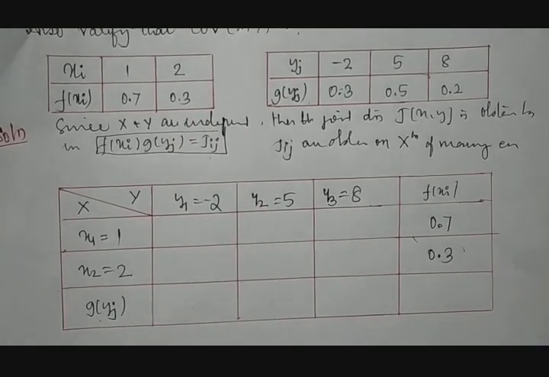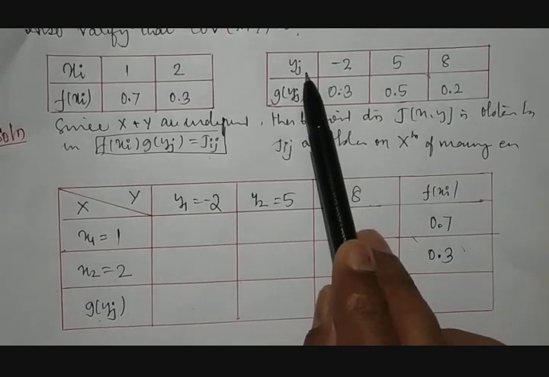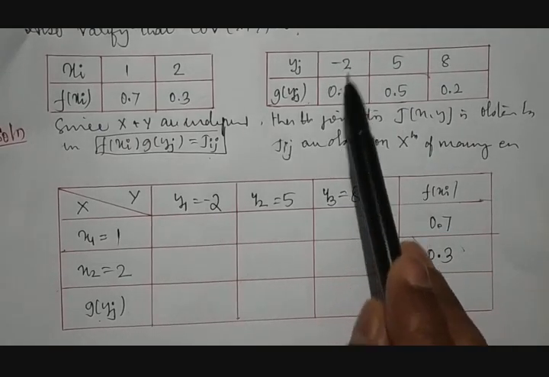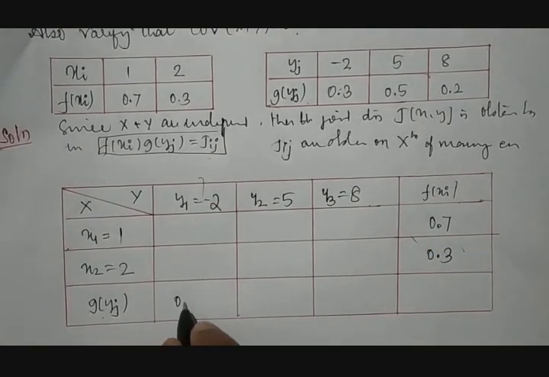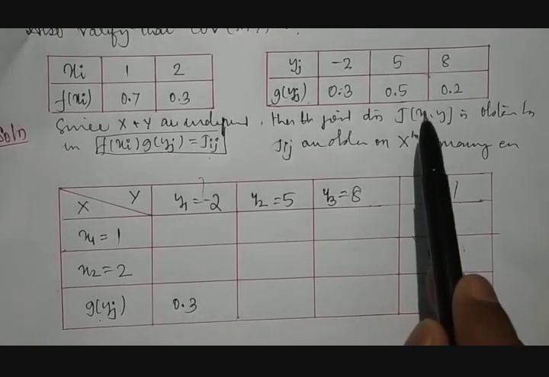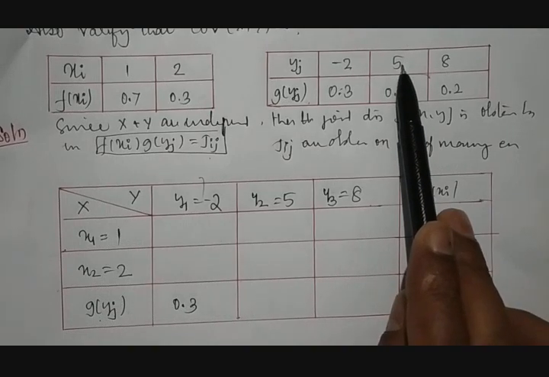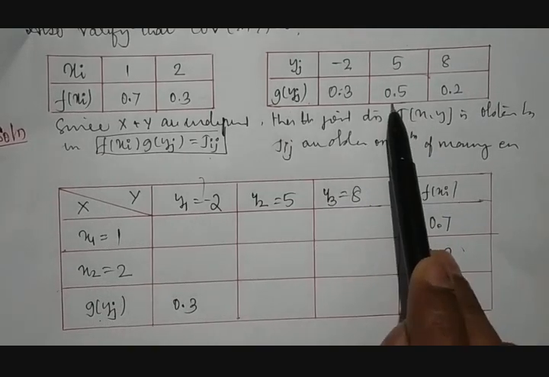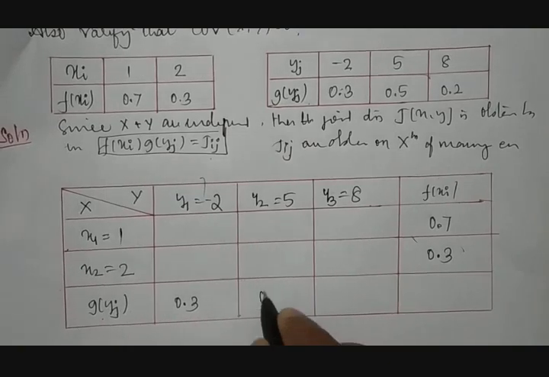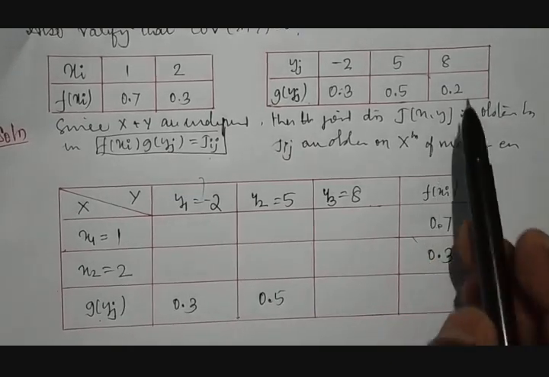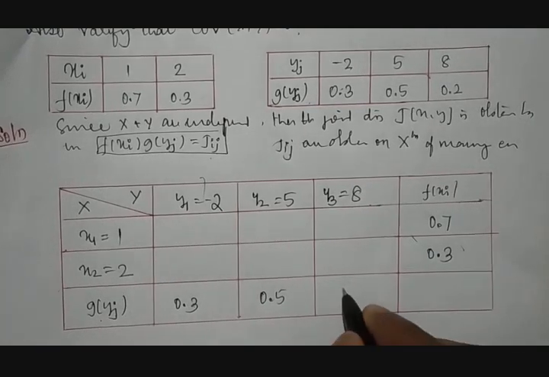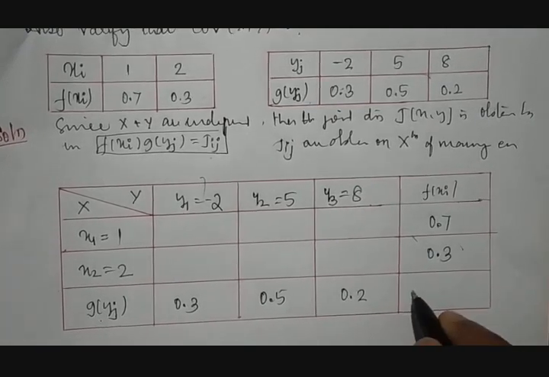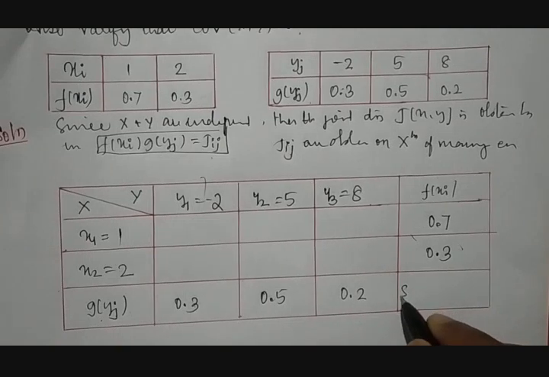Fine. Then if you take y columns, when yj is minus 2, then its probability is 0.3. So here this will be 0.3. Then where yj is 5, the probability of that is 0.5. So here it is 0.5. Similarly, where yj is 8, the probability is 0.2. Means this is 0.2.